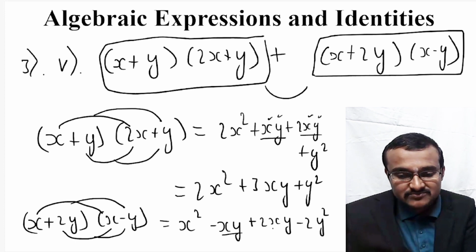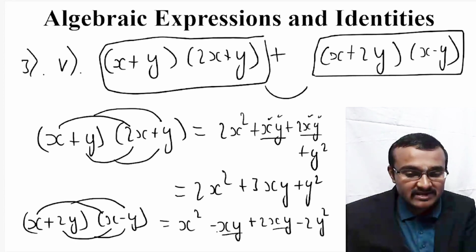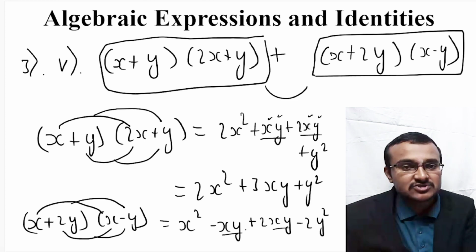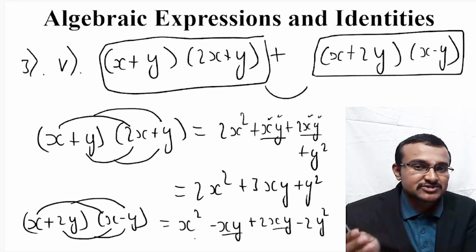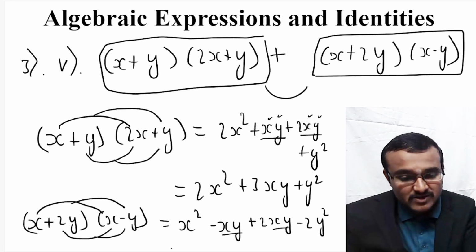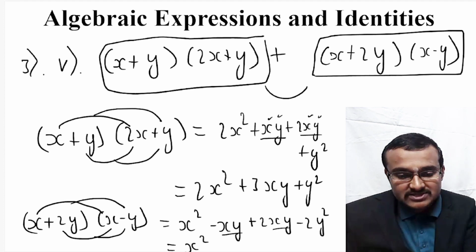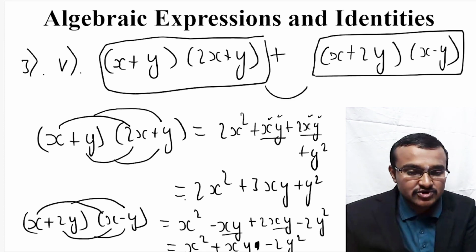Here you can see this term and this term have the same variable. So it is minus 1xy plus 2xy. So plus 2 minus 1 will be plus 1, so plus 1xy. So x square plus 1xy, or you can just write xy, minus 2y square. So this is the second term which you have got.